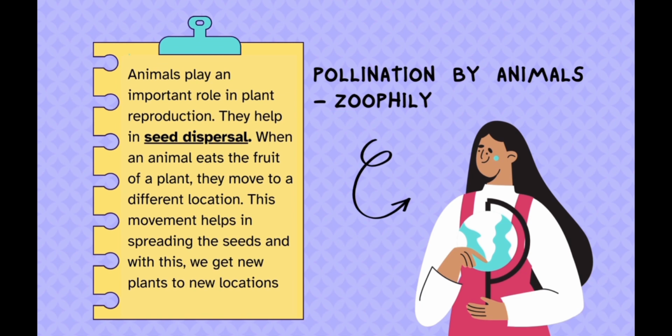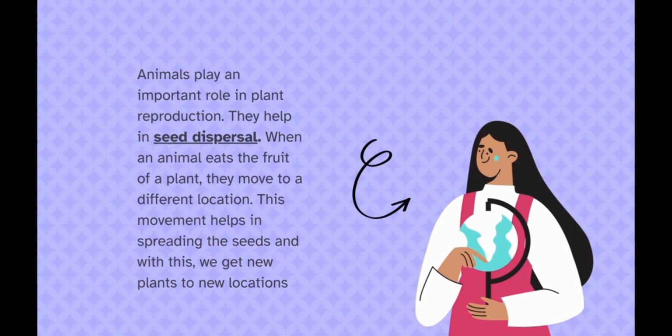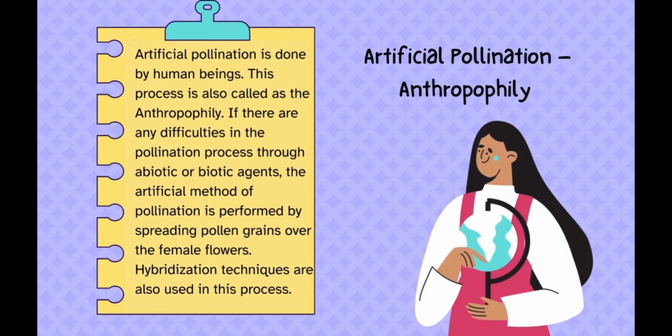Pollination by animals, that is called zoophily. Animals play an important role in plant reproduction. They help in seed dispersal. When an animal eats the fruit of the plant, they move to a different location. This movement helps in spreading the seeds, and with this, we get new plants in new locations.